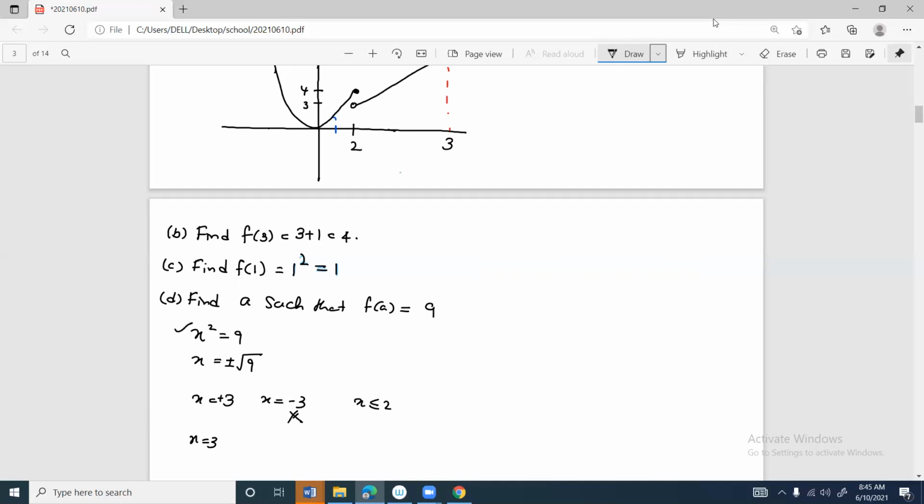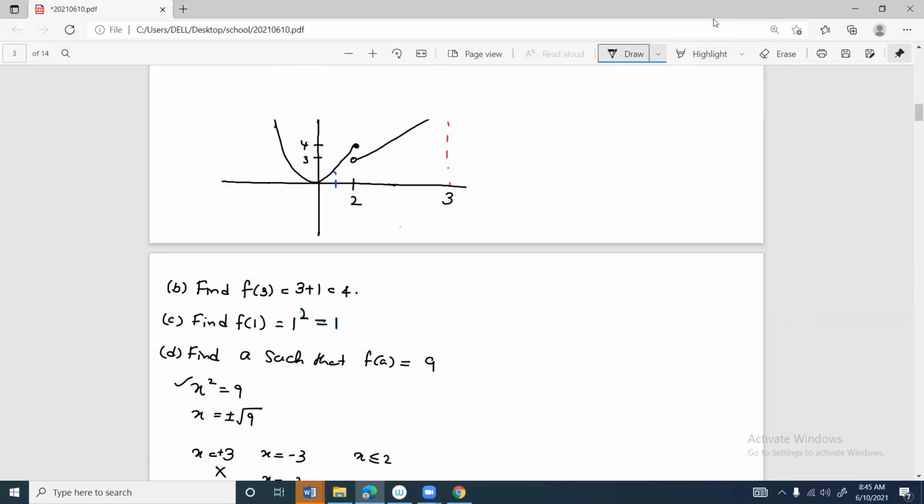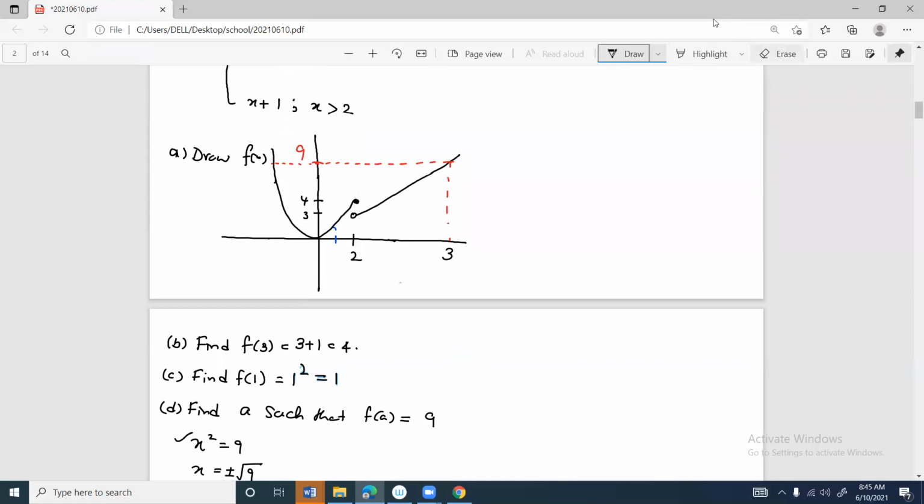This is not, minus 3 is there. Sorry, it's my mistake. X is less than 2, therefore plus 3 cannot exist. Sorry, the plus 3 is the one that cannot exist. So the answer is x equals minus 3. That is the answer for that. This is not there, sorry. This is not from this function.